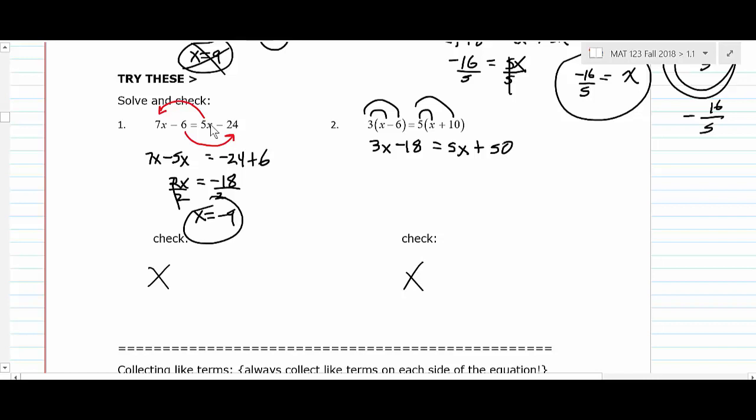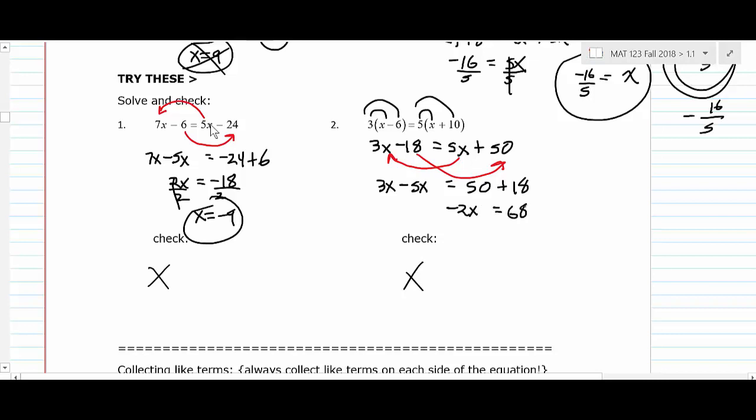Which side do you want me to get the variables on, left or right, or do you care? I don't care. I'm going to go left. Okay, I don't know how most of you did this, but I'm just going to say, okay, move that there and move the number there. So that's going to give 3x minus 5x, if I do it that way. 50 is still there, and that negative 18 becomes positive 18. Okay, so 3x minus 5x is negative 2x. 50 plus 18 is 68.